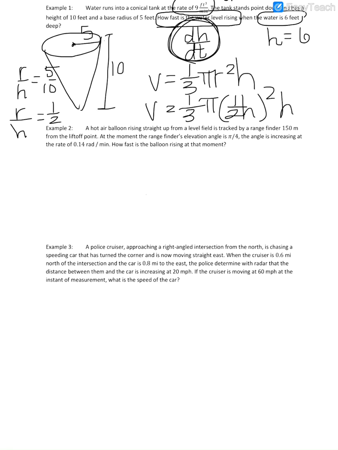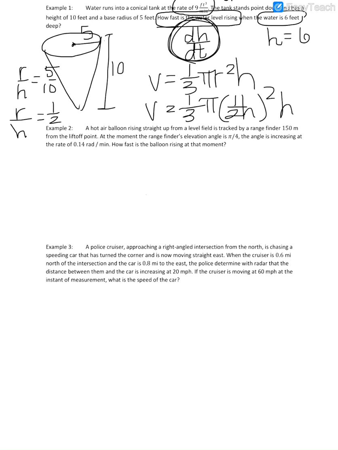All right. Okay, let's read number 2. A hot air balloon rising straight up from a level field is tracked by a rangefinder 150 meters from the liftoff point. At the moment the rangefinder's elevation angle is pi over 4, the angle is increasing at a rate of 0.14 radians per minute. How fast is the balloon rising at that moment?